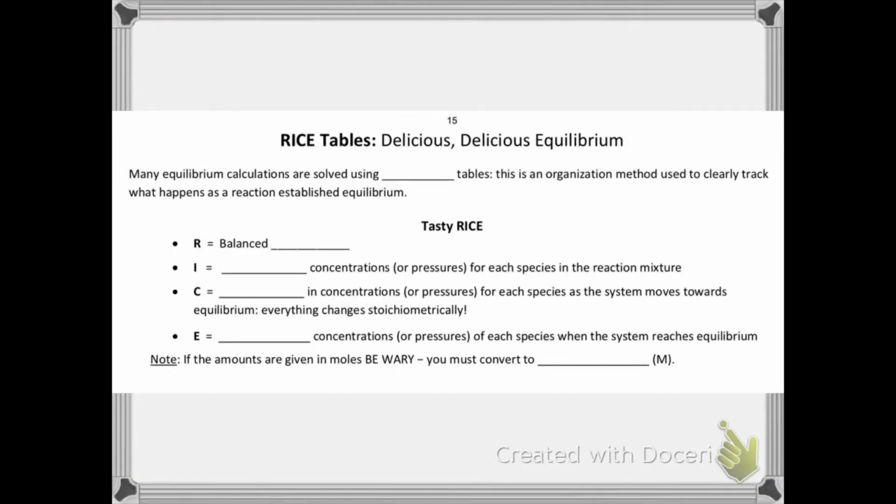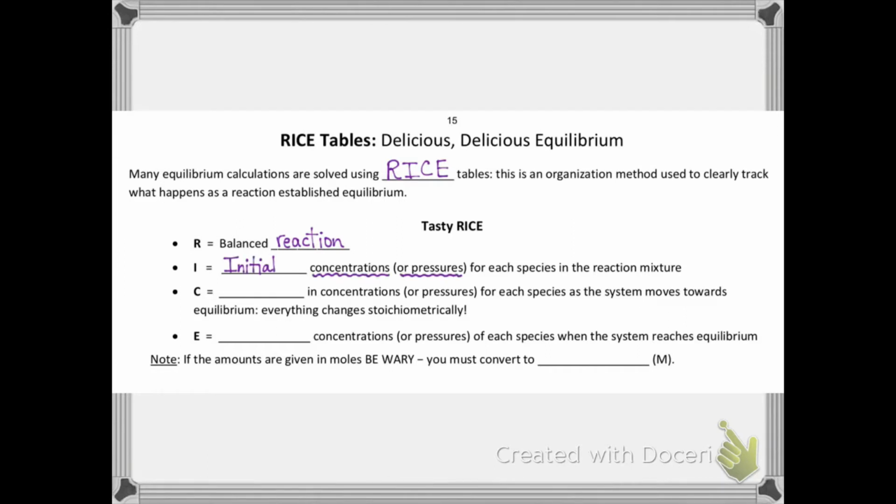I hope you're hungry, because we're going to talk about rice. Rice tables, that is. Many equilibrium calculations are solved using rice tables, which are an organizational method used to track what happens as a reaction approaches equilibrium. The R in rice stands for balanced reaction, and I stands for the initial concentrations or pressures of each species in the reaction mixture. Please be careful.